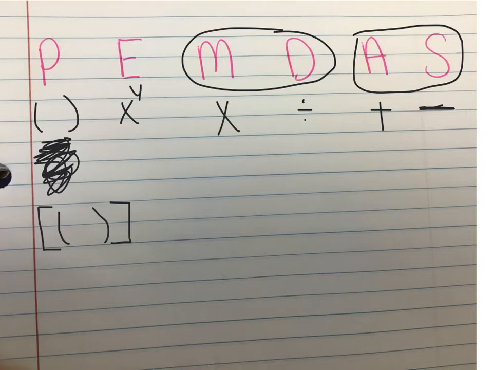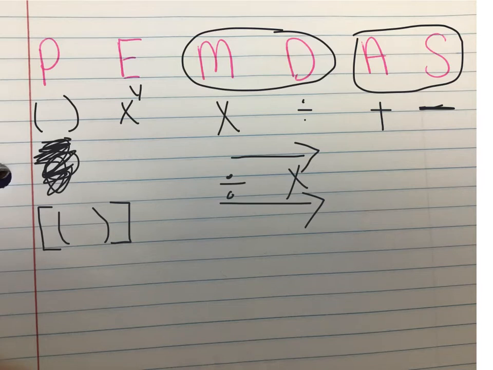Then the second part is your exponents. Those will always come next. And then we have our multiplication and division. Just like when we're reading, we read left to right. Well, we have to do multiplication and division left to right. So that means if we have a division and then a multiplication, we will still do it left to right, even though the D comes after the M in our little phrase.